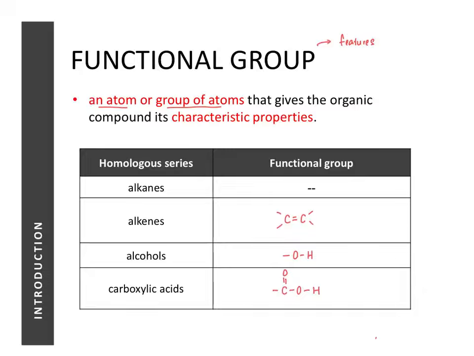Now for alcohols, it contains the OH group. There's a name for this group, we call it a hydroxyl group. Carboxylic acids contain the COOH group. There's also a name for it, we call it a carboxyl group.